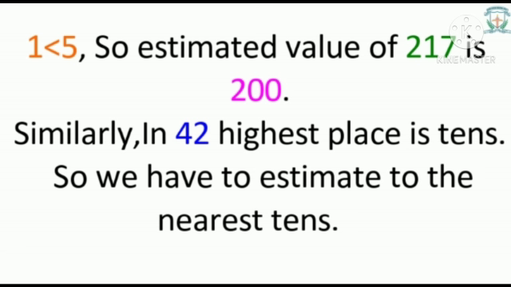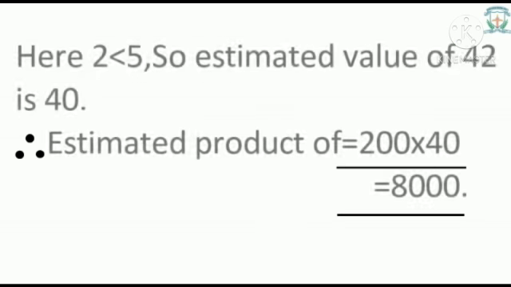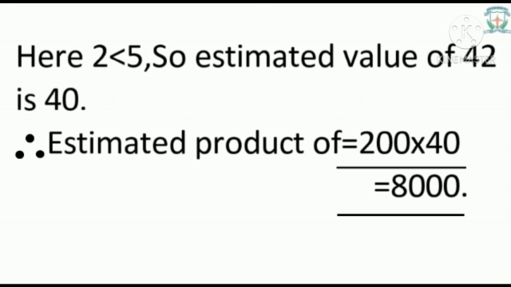Similarly, in 42, the highest place is tens. So we have to estimate to the nearest tens. Here, 2 is less than 5. So the estimated value of 42 is 40. Therefore, the estimated product of 200 into 40 is 8000.